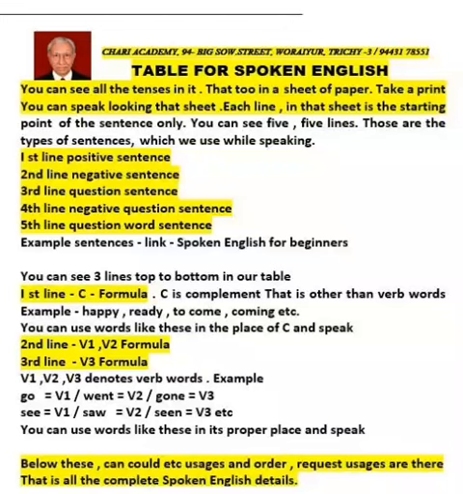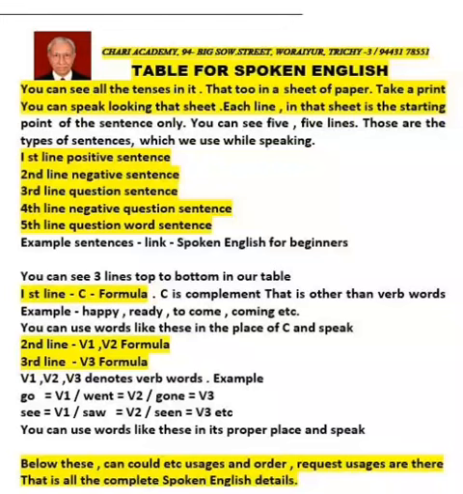You can see 3 lines top to bottom in our table. First line, C formula. C is complement, that is other than verb words. Example, happy, ready, to come, coming, etc. You can use words like this in the place of C and speak.